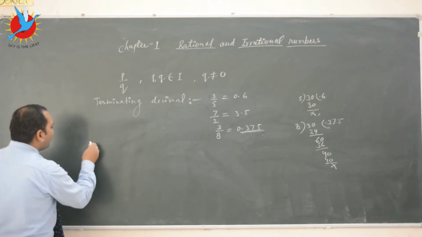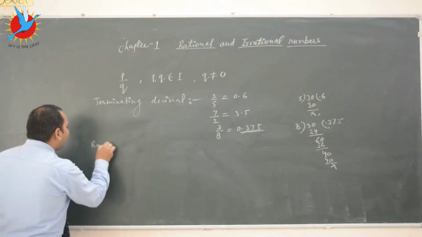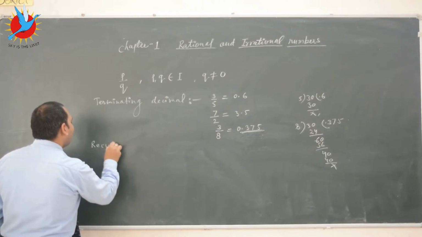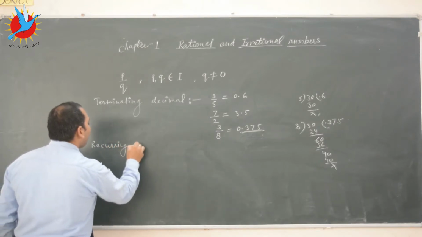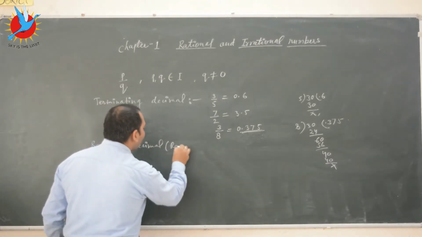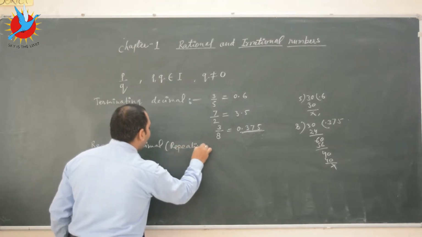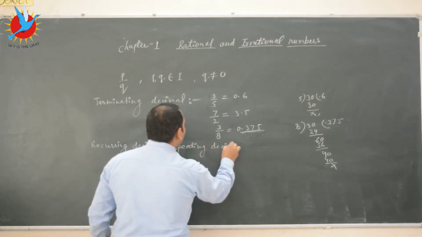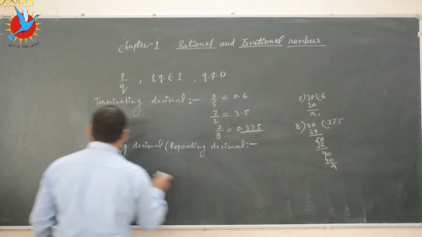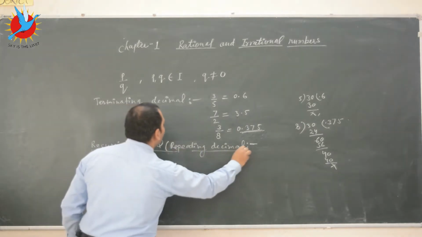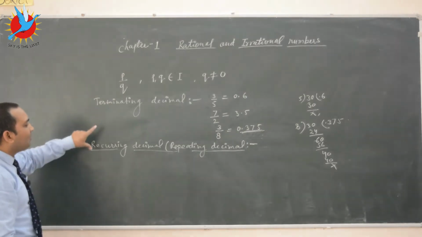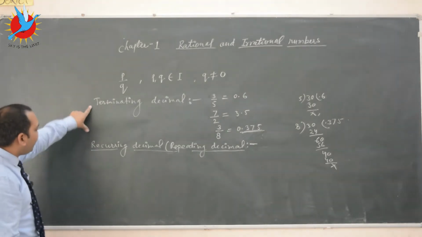What is a recurring decimal? This is also known as a repeating decimal. We also take some rational numbers that are not terminating. So we compare the terminating and recurring decimals. What is the difference between the terminating and recurring decimal?